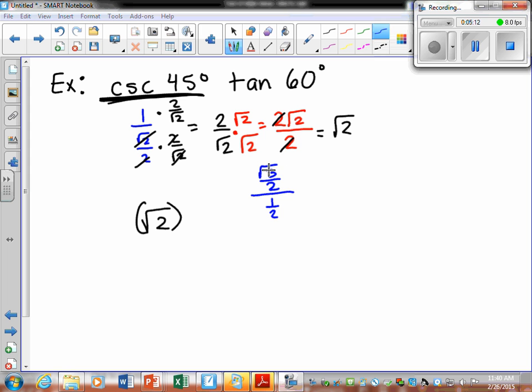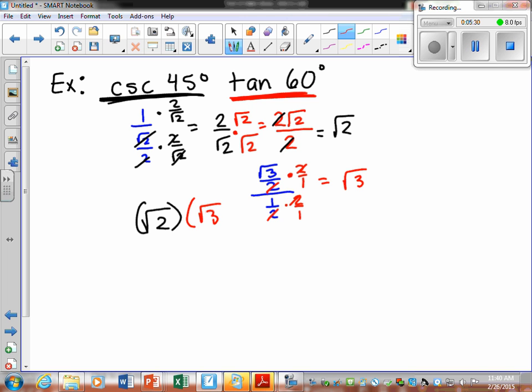Tangent is your y over your x, and for 60 degrees it's square root of 3 over 2 times 1/2. We'll do some algebra here. Multiply by the reciprocal, and that would give us square root of 3. So that means tangent of 60 is equal to the square root of 3. So for our calculation, cosecant of 45 times tangent of 60, our calculated value for this answer is going to be square root of 6.